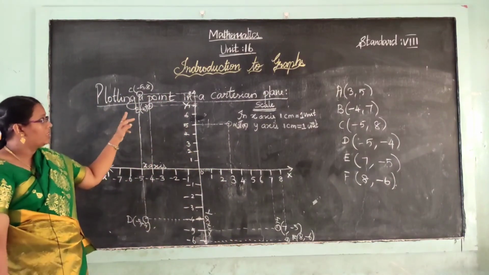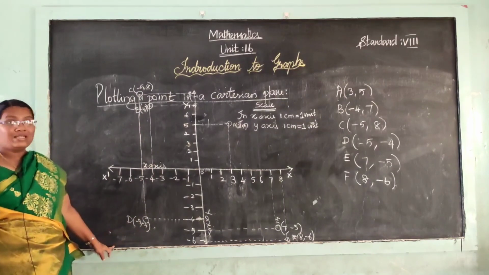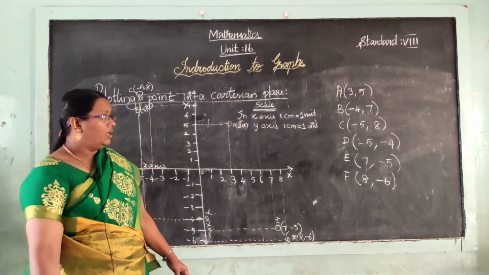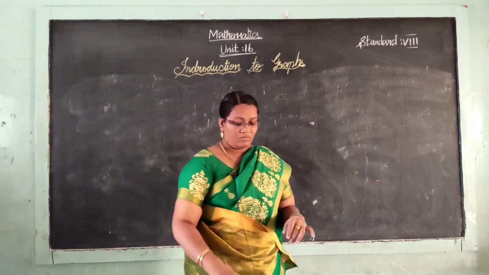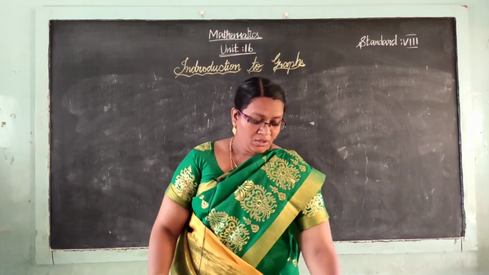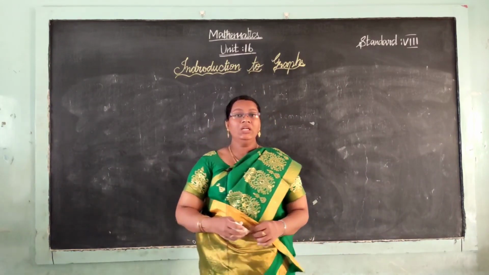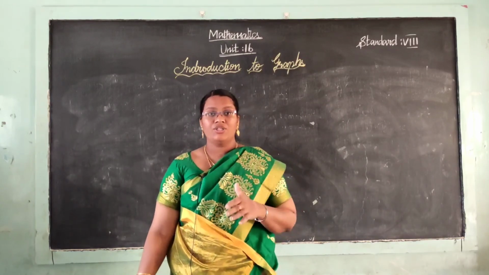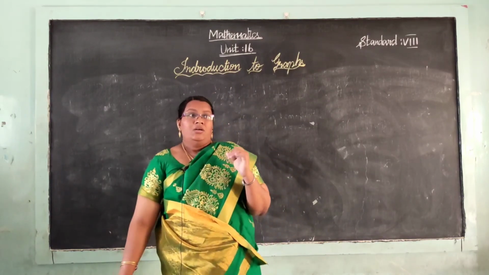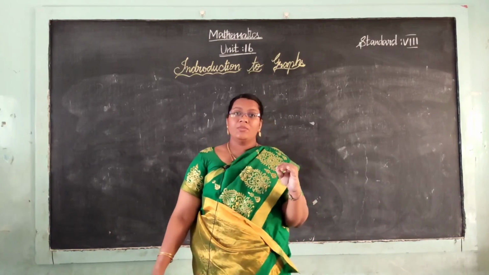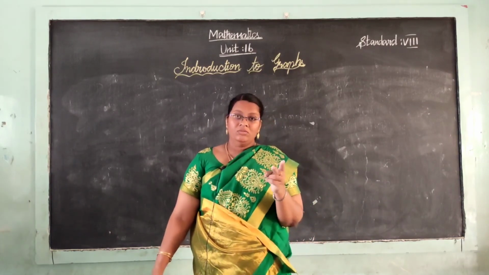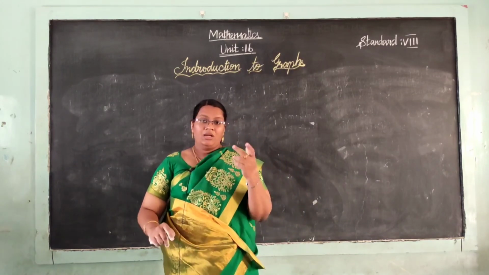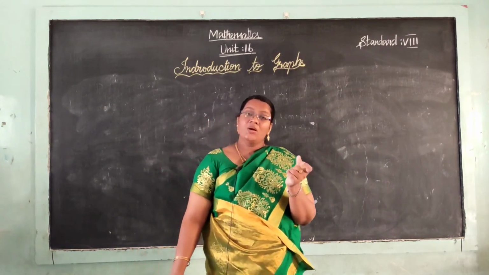I hope you understood how to plot the points in a Cartesian plane. Okay, if you have any doubt, you can ask me. Okay, what have we learned today? Today we have learned about the Cartesian plane and how to plot the points in a Cartesian plane. It has two coordinate points. The first one represents the x axis, the second one represents the y axis.